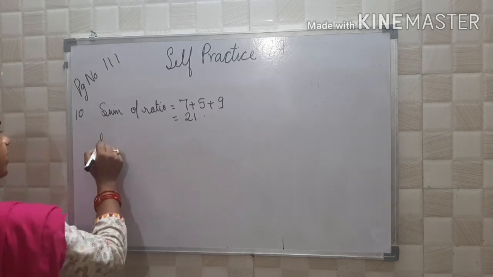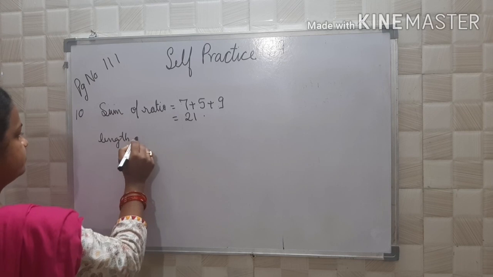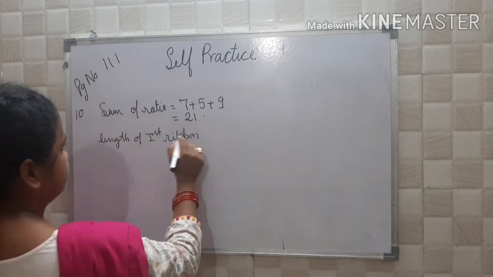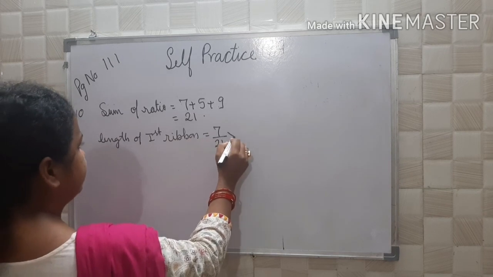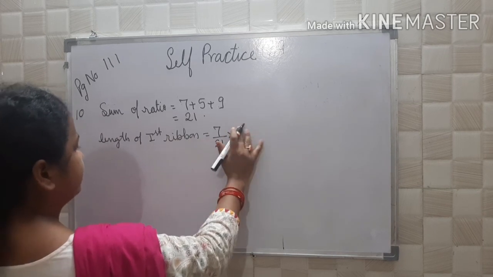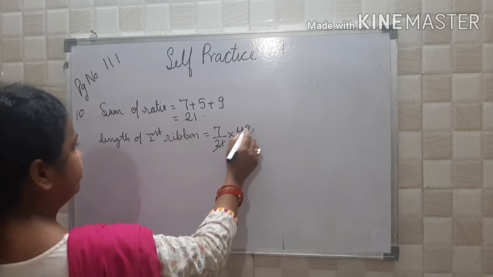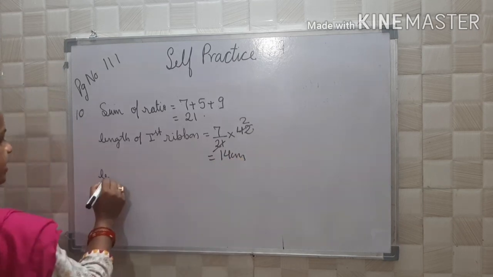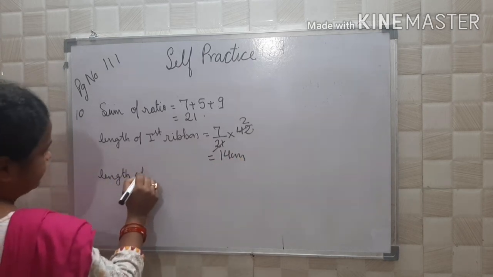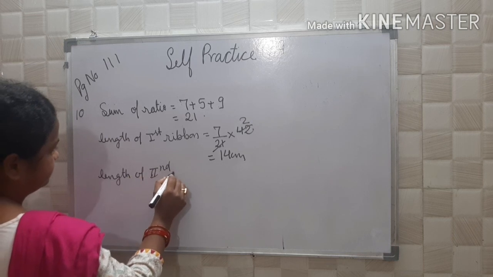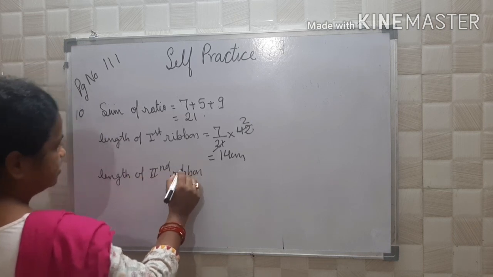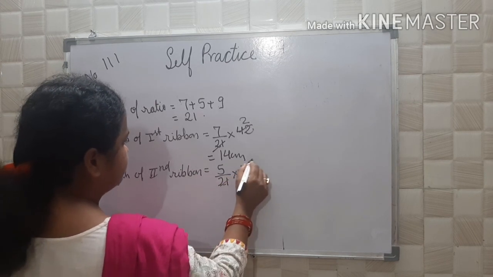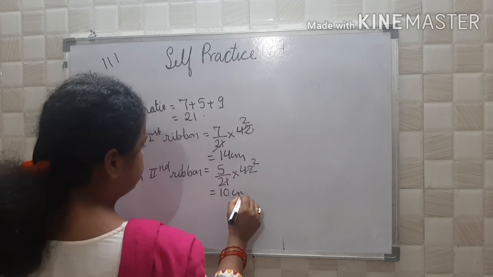Okay. Length of first ribbon, 7 upon 21 into 42. Because the sum of the ribbons is 42, so 21 twos are 42, 7 twos are 14 centimeter. Length of second ribbon is equal to 5 upon 21 into 42. 21 twos are 42, 5 twos are 10 centimeter.